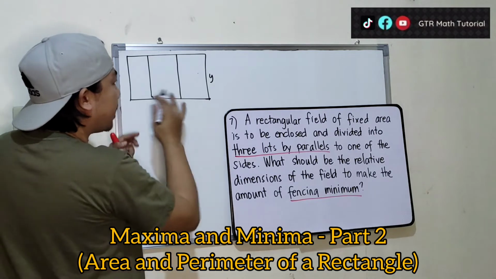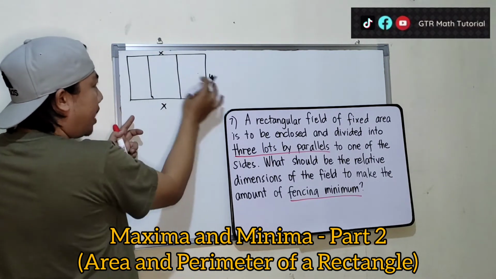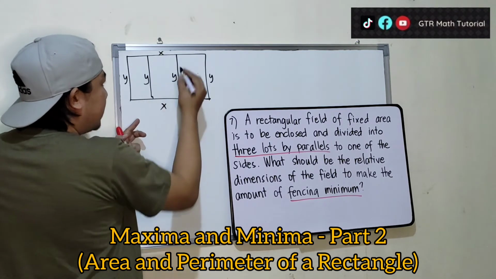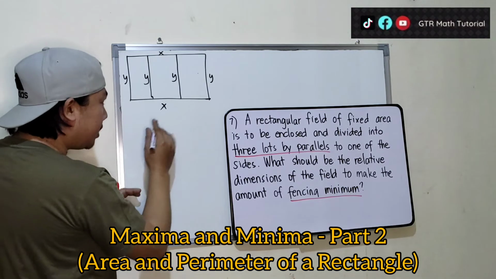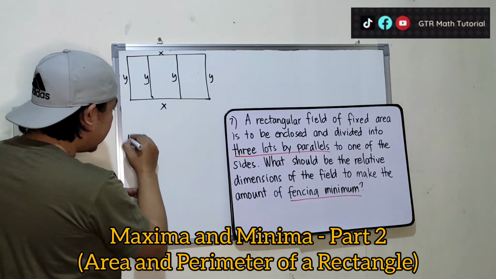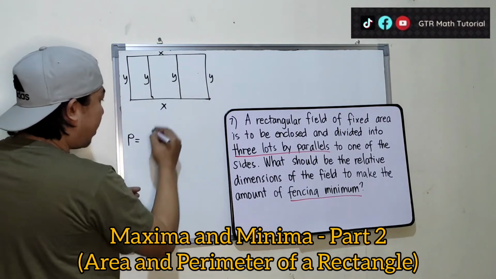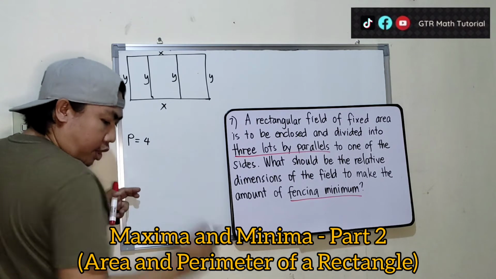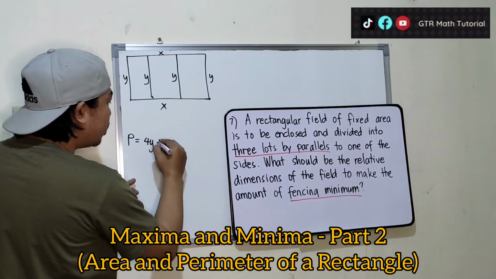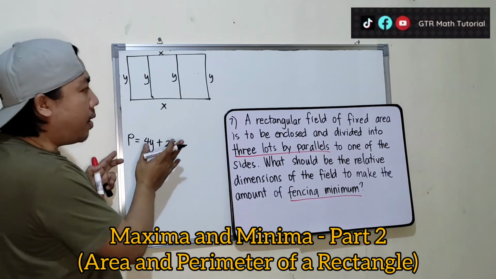Okay, so therefore the total perimeter is, we have 2 lengths and then 4 y's. So we want to minimize the amount of fencing that will be used. So the total perimeter is 4y plus 2x. So this is the equation that we want to minimize.